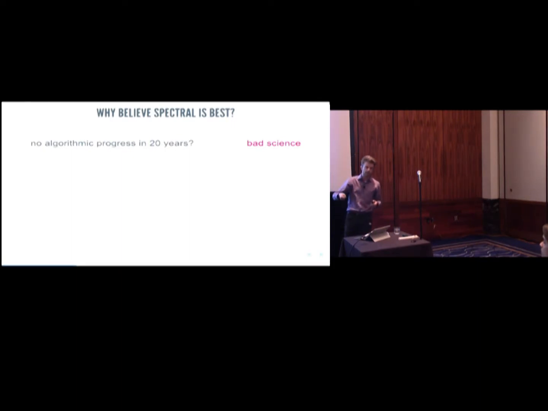Actually, this is a bit of a lie. You can sort of get the constant in front of the square root n down as far as you want, but you can't get to n to the 0.49 or n to the 0.499. But this seems to be saying that there won't be an algorithmic breakthrough because there hasn't been one. So this is not that good a reason to believe you will never get below the spectral threshold.